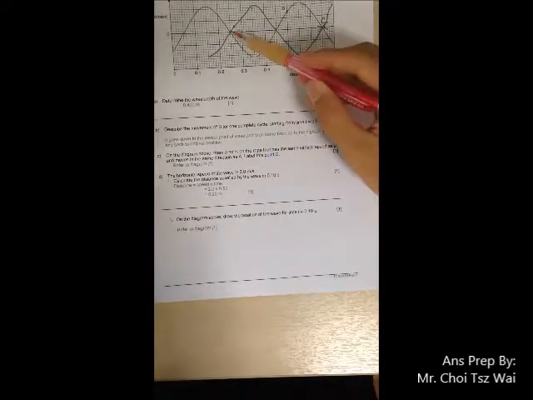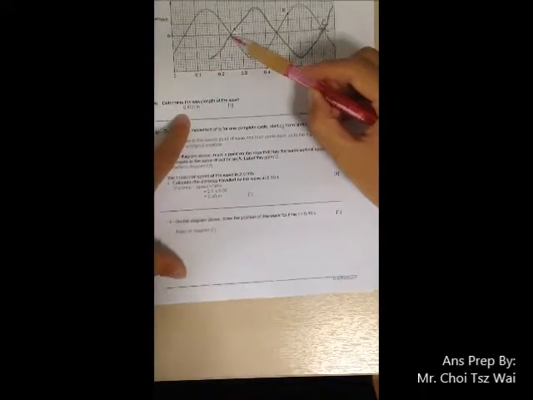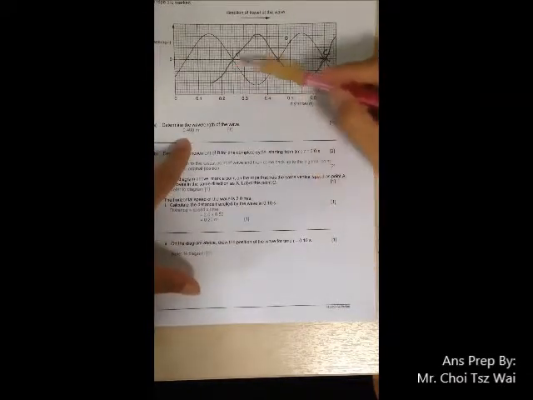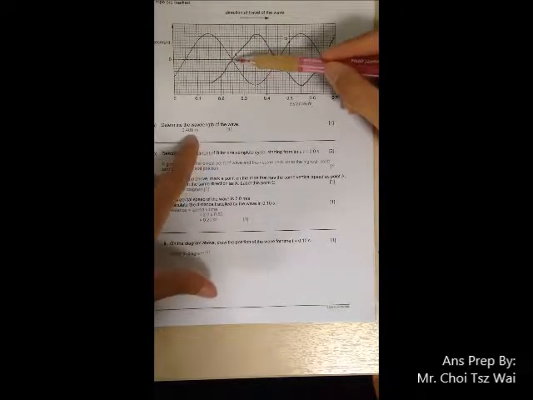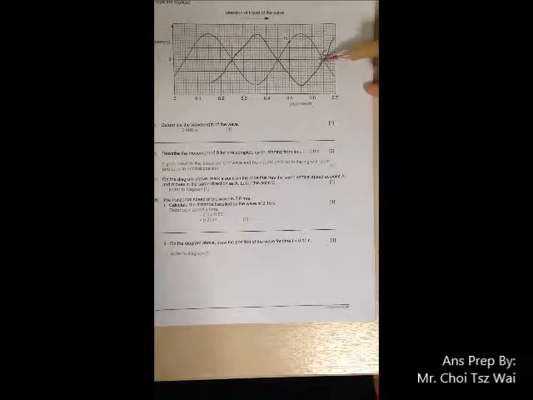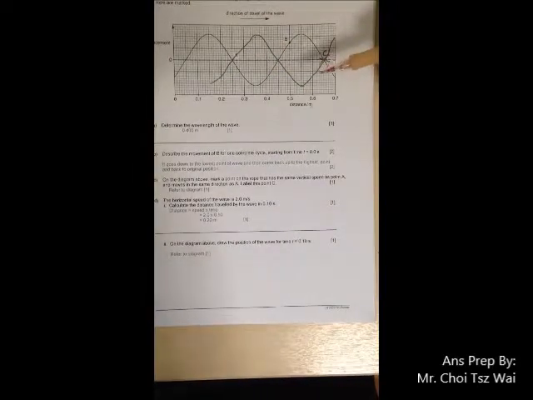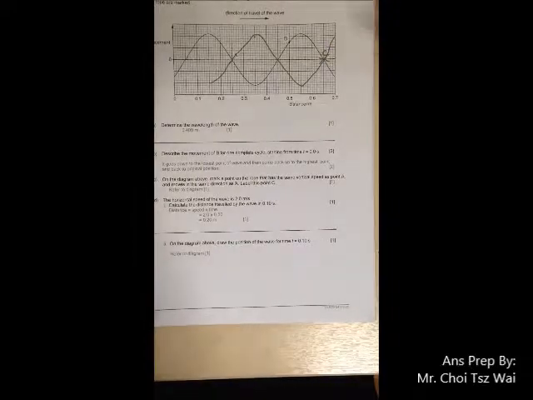So since A is here, one wavelength from it will be 0.4 meter from it. And so go and count 0.4 meter, you will be able to locate this point C, which is having the same vertical speed, the same direction, everything same. But it will be at least one wavelength away.